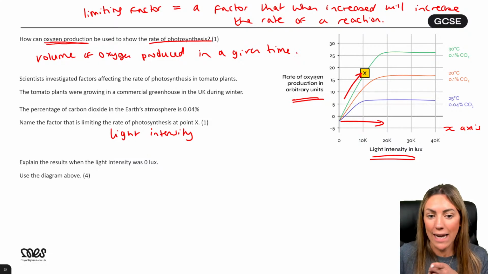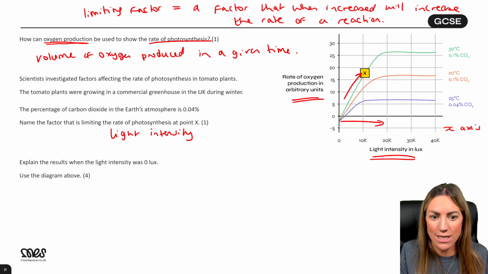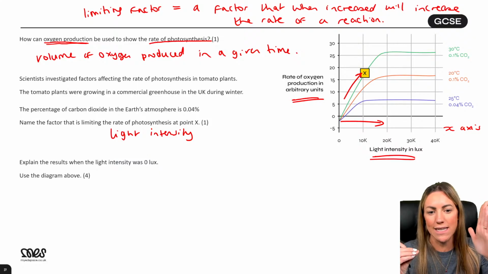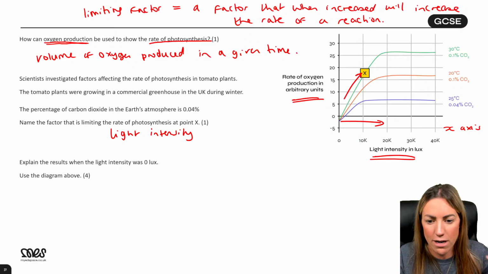It was literally on last year's exam paper. It said, what is a limiting factor? And the mark scheme said it's a factor that, when increased, will increase the rate of reaction. And where the line is going up, that is true. Because if I'm increasing the light intensity, I'm increasing the rate of photosynthesis, or the rate of oxygen production, which is the rate of photosynthesis.